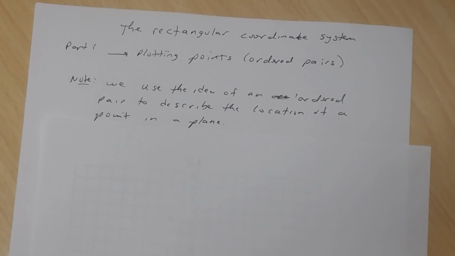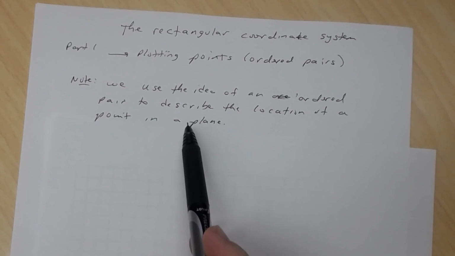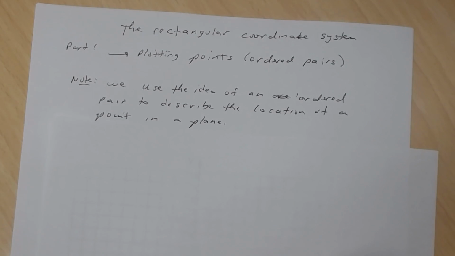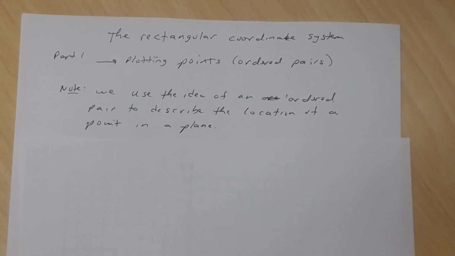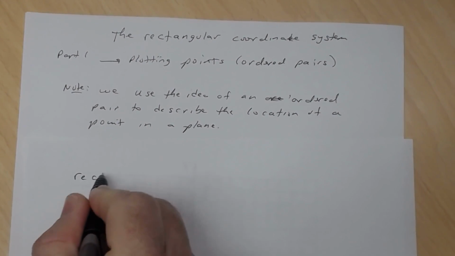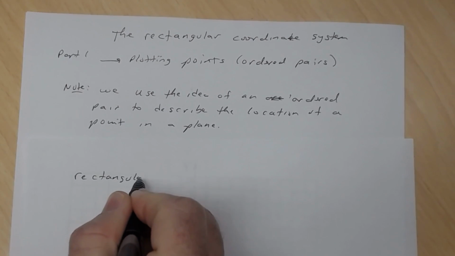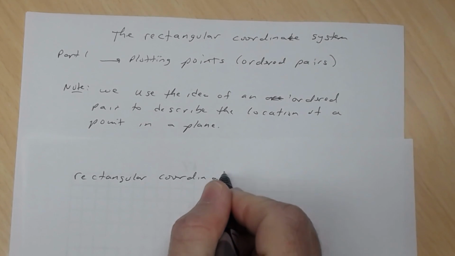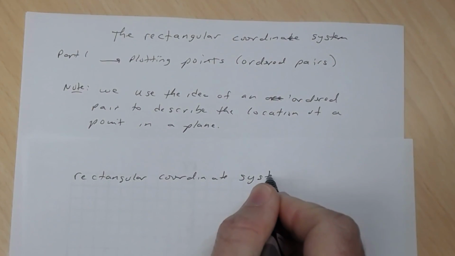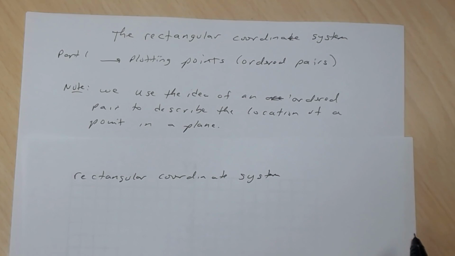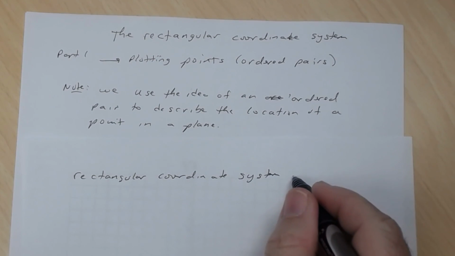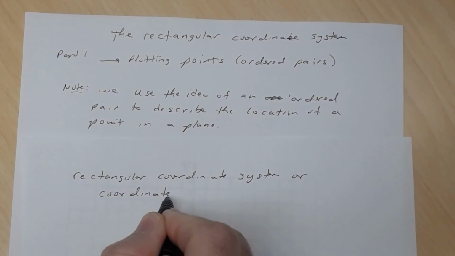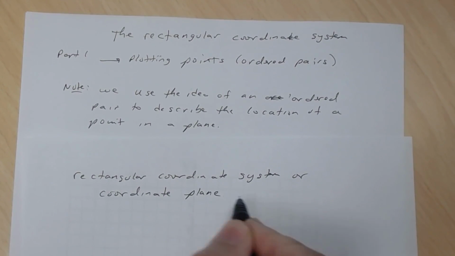Okay, so the system that we're going to use to plot these points or these ordered pairs is called the rectangular coordinate system, or sometimes we just say the coordinate plane.